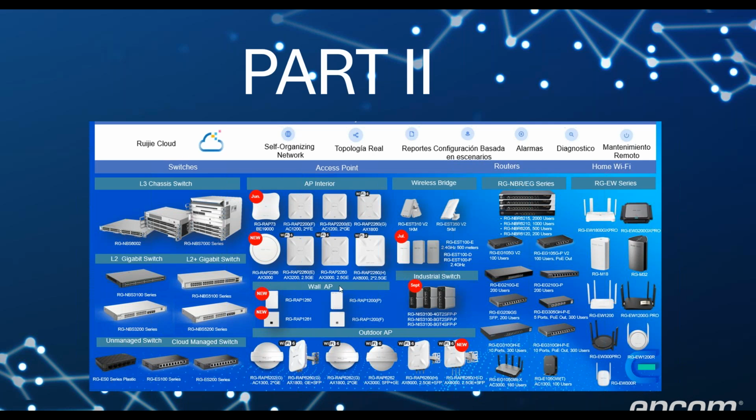We have the interior access points. We have Wi-Fi 7 as well. All these access points come in a square and round shape. Some of them come with a 2.5 gigabit Ethernet port, so they can manage high loads of traffic consumption. We have the wall access points that I mentioned before, that are pretty convenient for these small offices. You're not going to lose the PoE capability with one single cable.